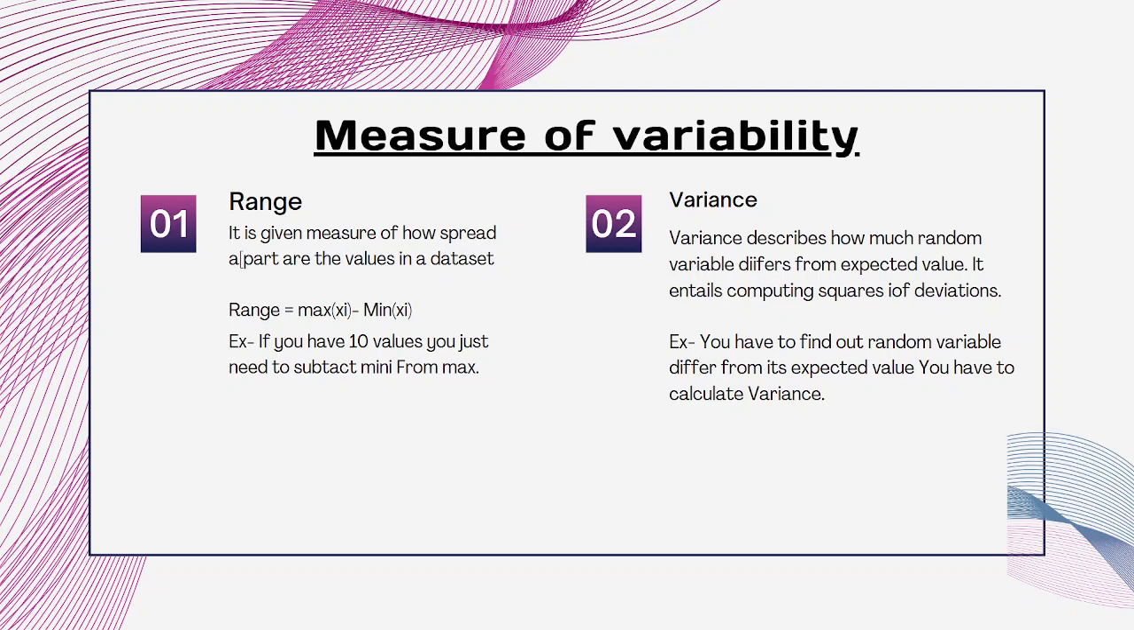What is variance? Variance describes how much a random variable differs from its expected value. It entails computing the square of deviations. You have to find how the random variable differs from its expected value. Then you calculate the variance.